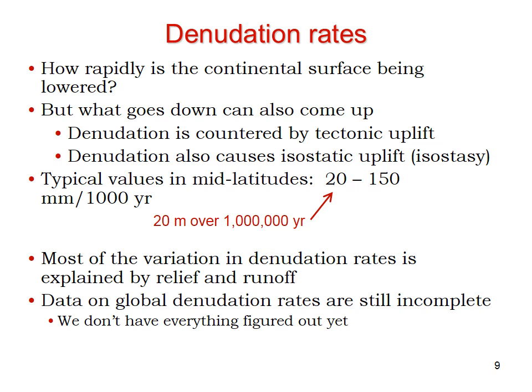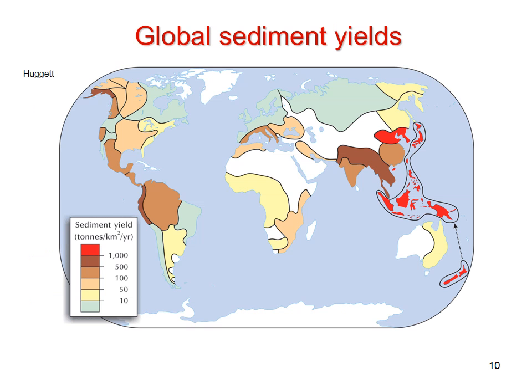These denudation rates vary from place to place, and most of the variation of denudation rates is related to relief. Steep mountain areas have high denudation rates, flat plains have low denudation rates, and runoff: areas that get a lot of rain have higher denudation, dry areas have lower denudation rates. We don't have a lot of data on global denudation. We have data from different sites here and there, spread out around the world, but this is still a topic that's not really well understood yet.